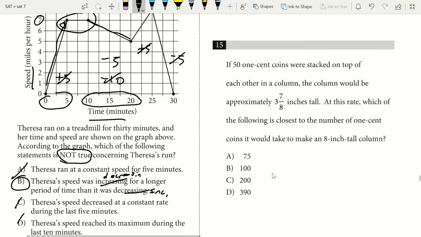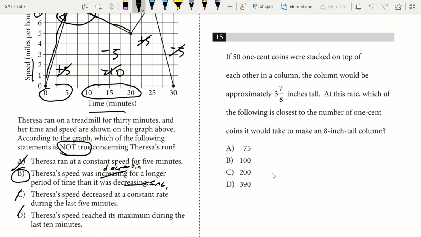All right, question 15. If 51-cent coins were stacked on top of each other in a column, the column would be approximately 3 7/8 inches tall. At this rate, which of the following is closest to the number of 1-cent coins that would make an 8-inch tall column? Well, 3 7/8, that's about 4, right?